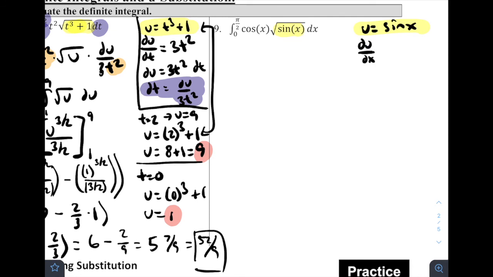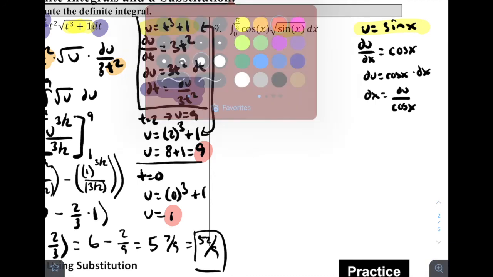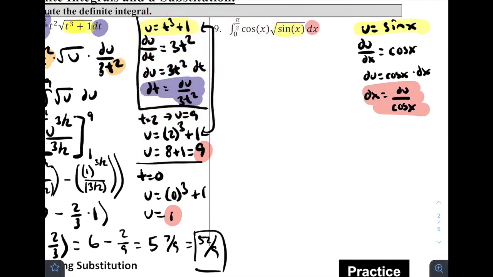If we take the derivative of both sides, we get du dx is equal to cosine of x. That means du is equal to cosine of x times dx, and dx is equal to du divided by cosine of x, which we're going to substitute in for our dx right there. Similarly, our limits of integration are in terms of x, but we're about to put everything in terms of u. So I'm going to rewrite those in terms of u. We know that our first x value is pi over 2.